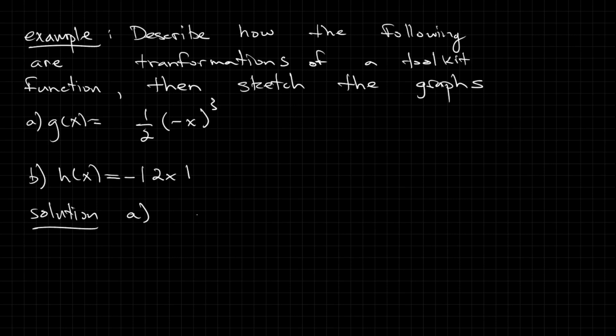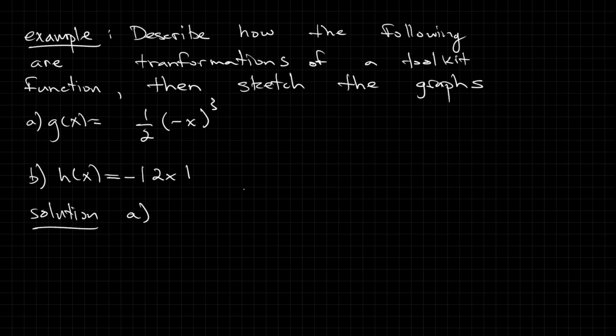Let's do an example where we identify some transformations of a toolkit function and then sketch the resulting transformations. So I have two functions here. I have 1/2 times (negative x) cubed as g of x, and I have h of x, which is negative absolute value of 2x. And we'll go ahead and start with problem A.